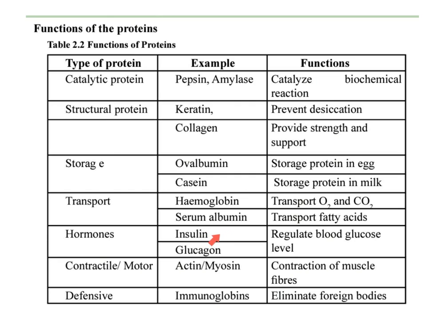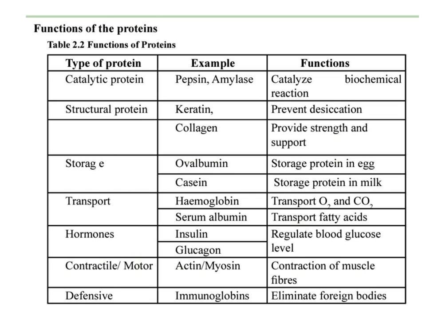Here I have to mention one important point. Not all the hormones are proteins. Some hormones are proteins. There are non-protein hormones as well. So in part 1, if they give you a statement saying that all the hormones are proteins, that's wrong.